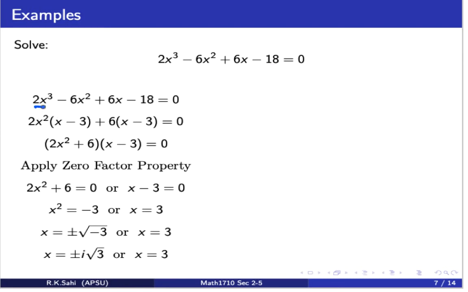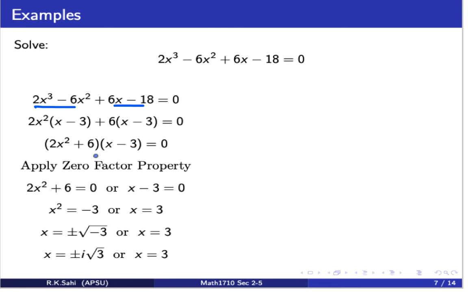So when you look at the first 2 terms, 2x squared is common. And when I take the 2x squared out, I'm left with x minus 3. And when I group the last 2 terms, 6 is common. And I take the 6 out, and I get x minus 3. So in this equation, guys, x minus 3 is common. So we can factor the x minus 3 out from these 2 expressions. And we get x minus 3 times 2x squared plus 6 equals 0.